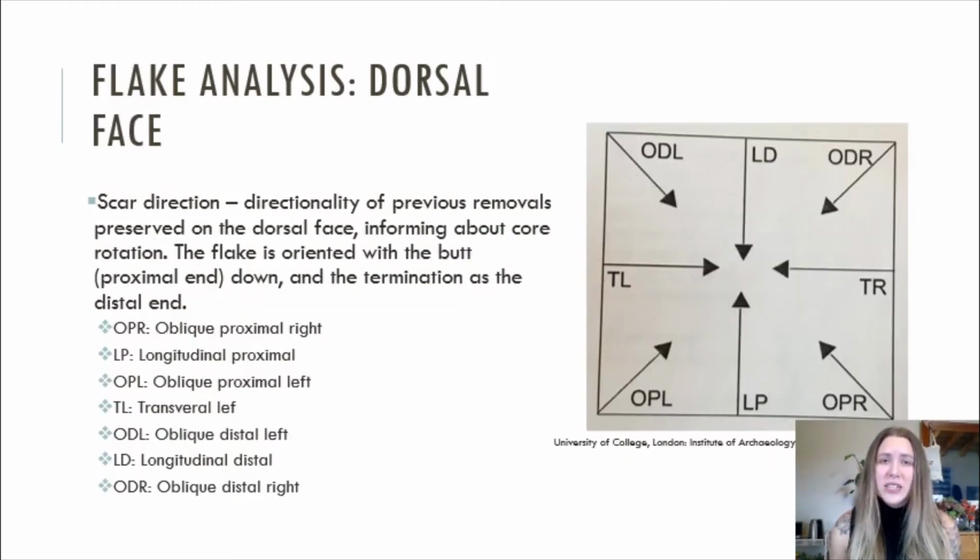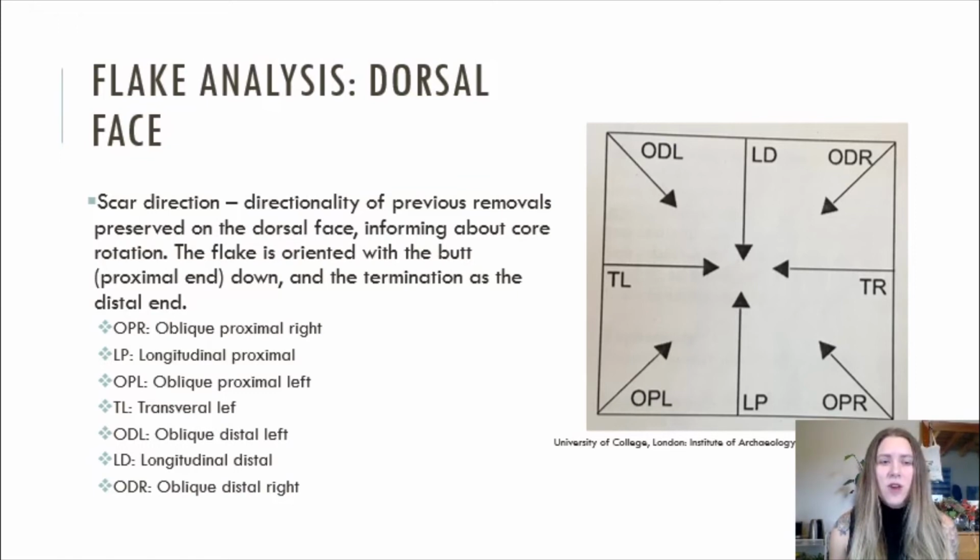When recording flake scars, interpretation of directionality can also provide a lot of information regarding the reduction sequence and material use, such as the exhaustion of the core. So in scar direction, the directionality of previous removals is preserved on the dorsal face. It often informs about core rotation. The flake is oriented with the butt, as I mentioned before, proximal end down, and the termination at the distal end. And there are several ways to classify the scar directions as indicated by this little drawing here.